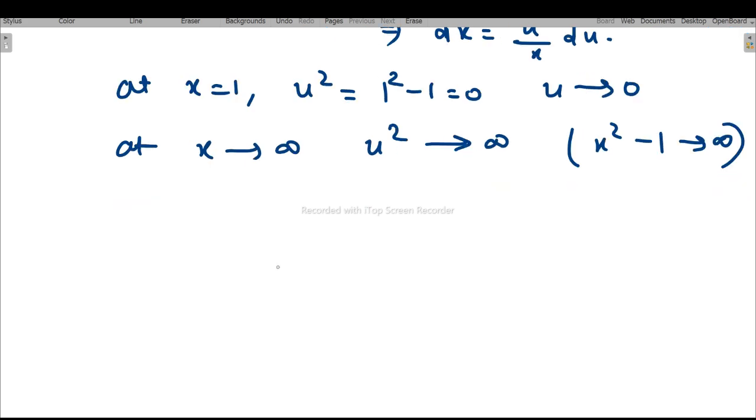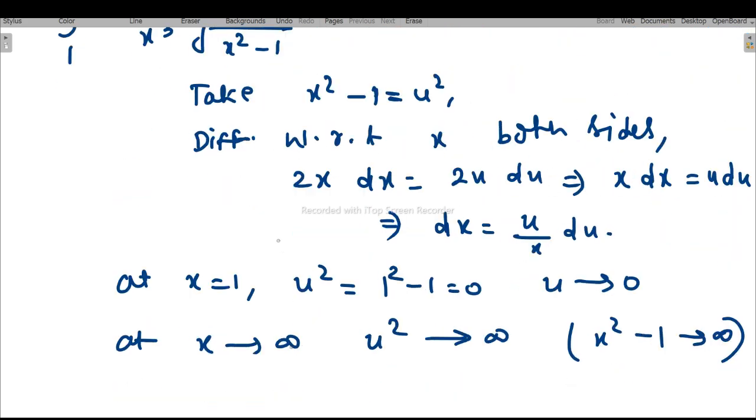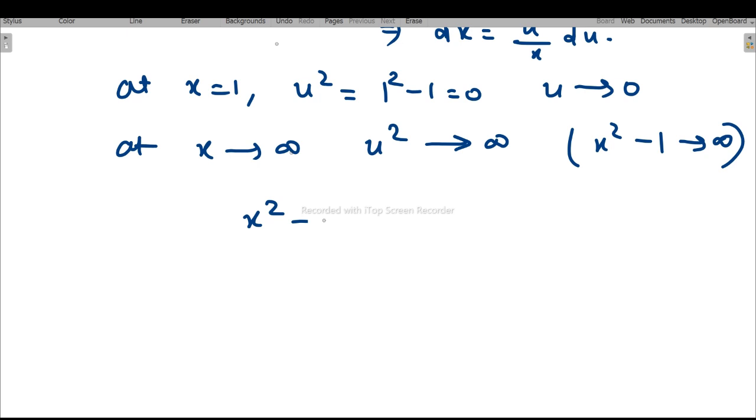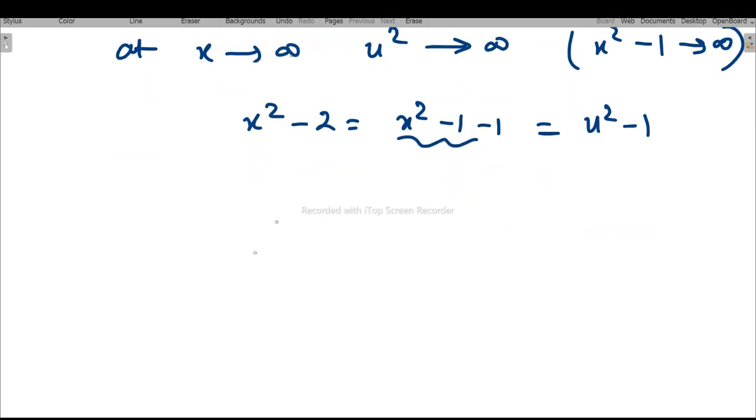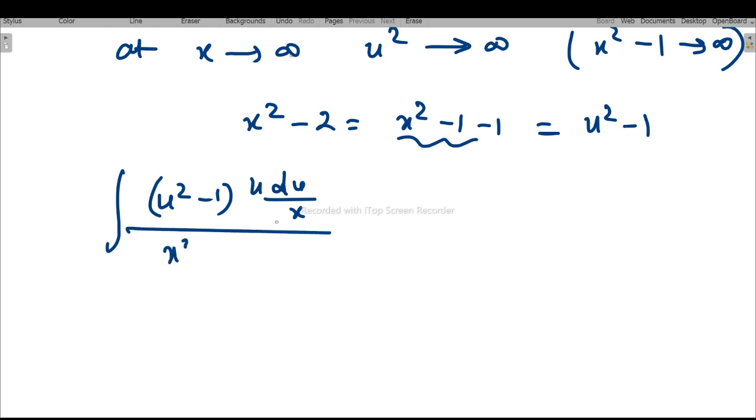Again, the numerator is x square minus 2. So x square minus 2 can be written as x square minus 1 minus 1. And we have taken x square minus 1 as u square, so this is u square minus 1. So our above integration problem reduces to u square minus 1, with dx equals u du over x, and x cube, again, and this is under root u square. So the integration is from 0 to infinity.